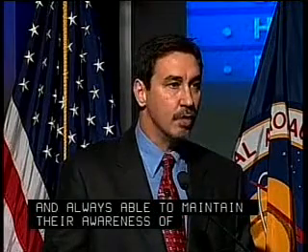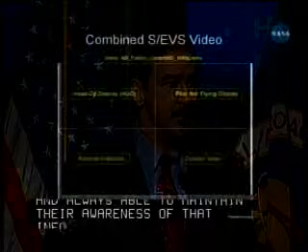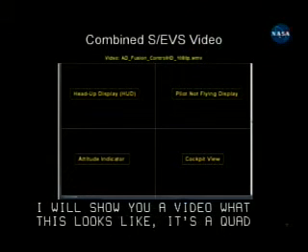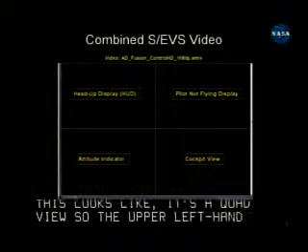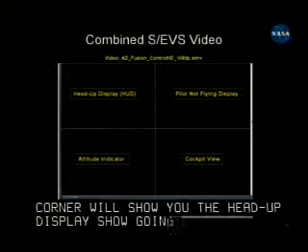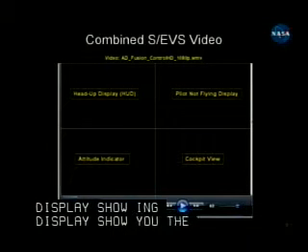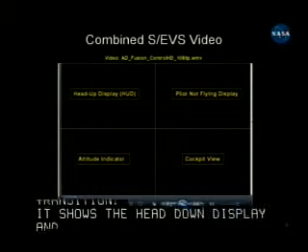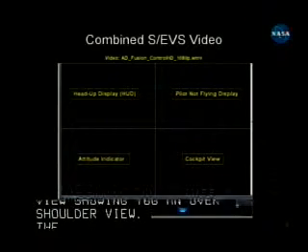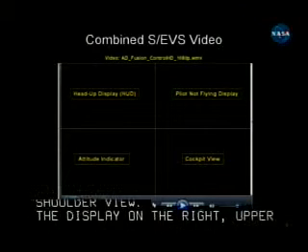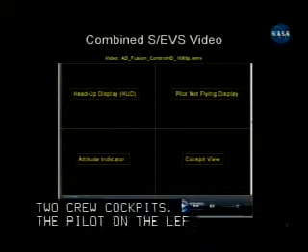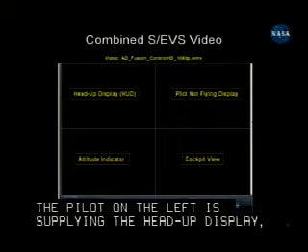I'm going to show you a video of what this looks like. It's a quad view, so the upper left-hand corner is going to show you the head-up display, showing you that transition from synthetic to enhanced. The lower left-hand view is an attitude indicator, so it shows you their head-down display, and the lower right is a cockpit view, showing you an over-shoulder view of it. And the display on the upper right is the pilot not flying. It's a two-crew cockpit, so the pilot on the left is flying the head-up display, showing you that information. The pilot on the right is using the pilot not flying display.